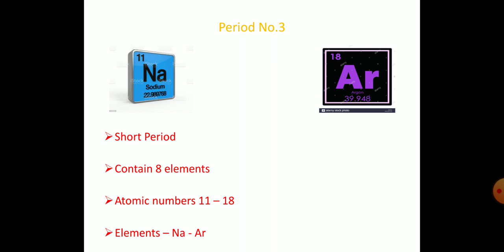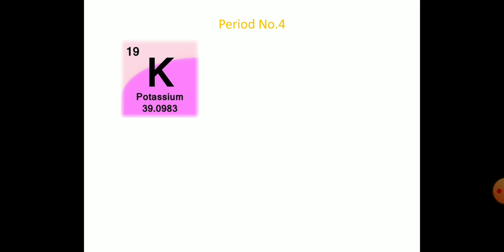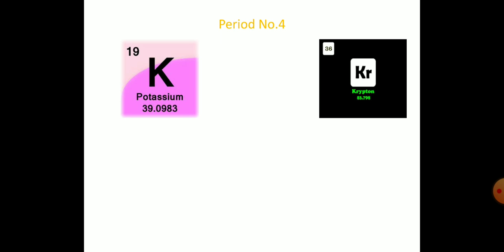So with this, period number 3 is completed. Okay, then let us see period number 4. The first element of period number 4 is potassium. Its symbol is K and the ending element is krypton, an inert gas. Dear students, every period starts with an alkali metal and ends with an inert gas. So the elements from potassium to krypton make period number 4.